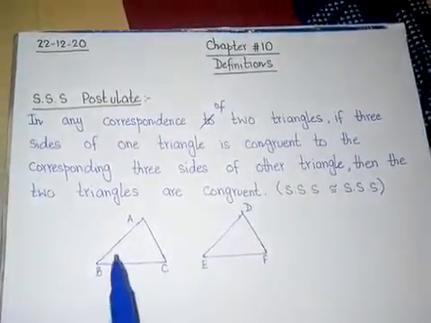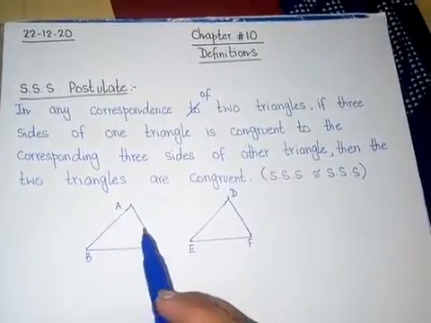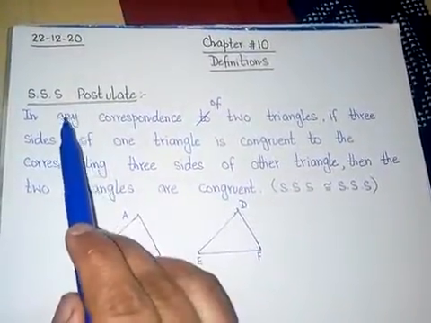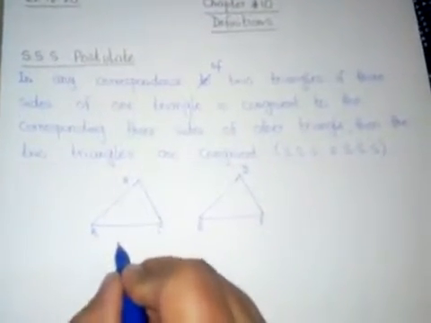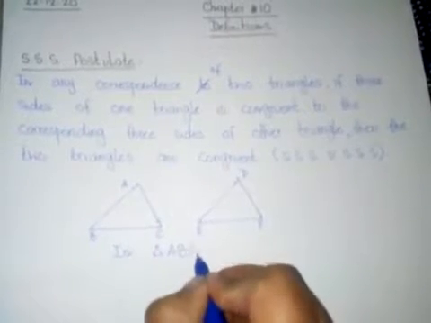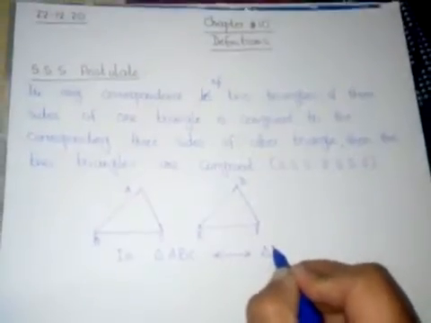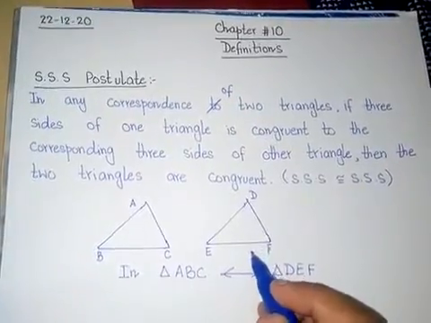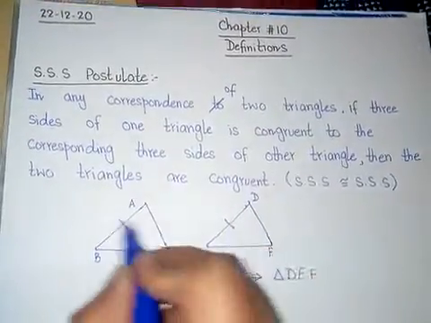Clear? Again, let me explain you by the diagrams. Here again we have two triangles A, B, C and D, E, F. The first statement is in any correspondence. It means we are taking comparison. So first of all I will write in triangle A, B, C correspondence to triangle DEF. I have taken the correspondence between these two. If this side AB is congruent to DE, clear?